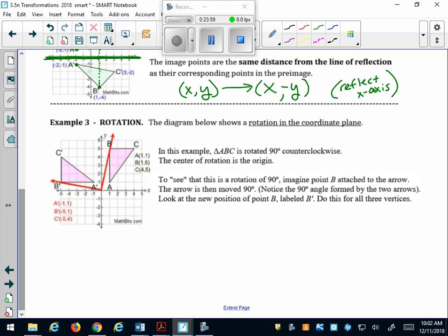All right, now this example shows a rotation in the coordinate plane. It's a 90-degree rotation counterclockwise. We start with points A, B, and C. We rotate them this way, counterclockwise, to end up with A prime, B prime, C prime. The center of rotation is the origin, and we are always going to be using the origin as our center of rotation. It just makes things a little bit easier. Okay, so again, patty paper is helpful with rotations.